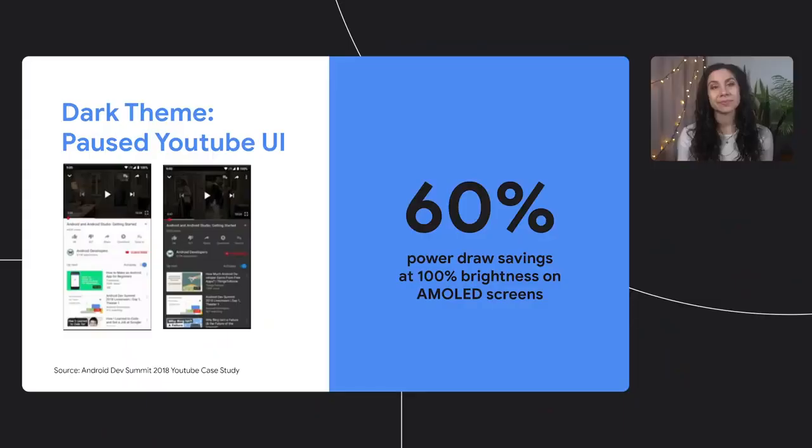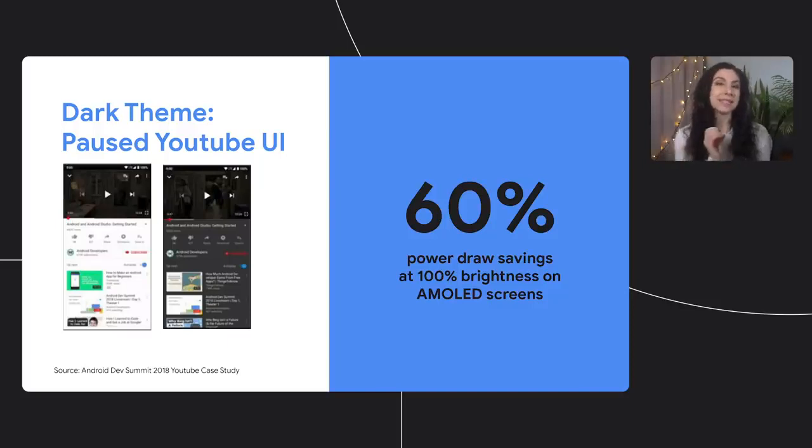Dark themes not only provide a more customized user experience, but they can also improve battery life significantly in AMOLED screens. Those are the screens we're seeing in newer high-end phones, and they're becoming increasingly popular across mobile devices. A 2018 Android study on dark themes showed a power draw savings of up to 60%, depending on the screen brightness and overall user interface.